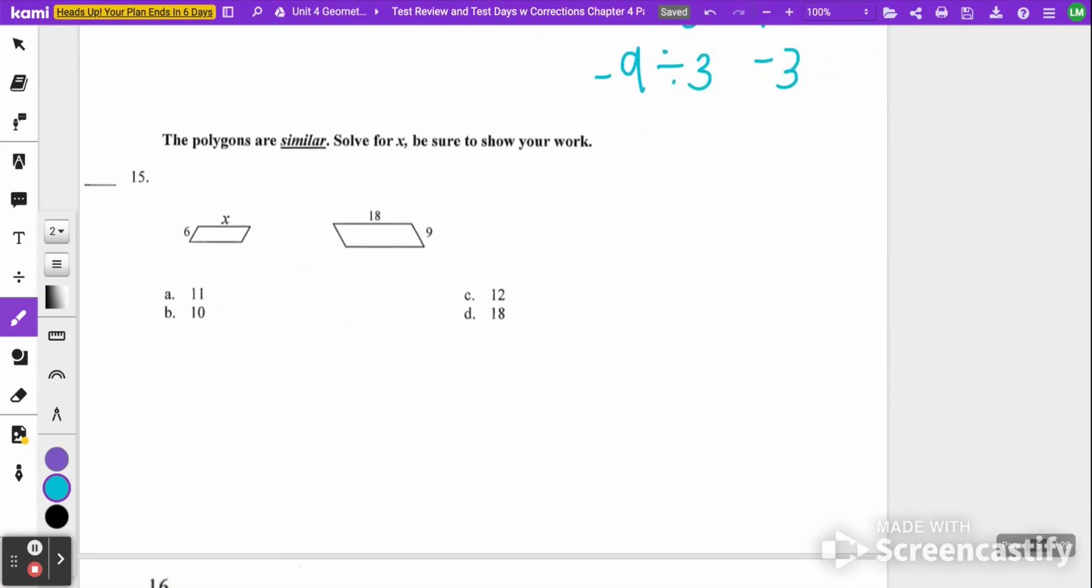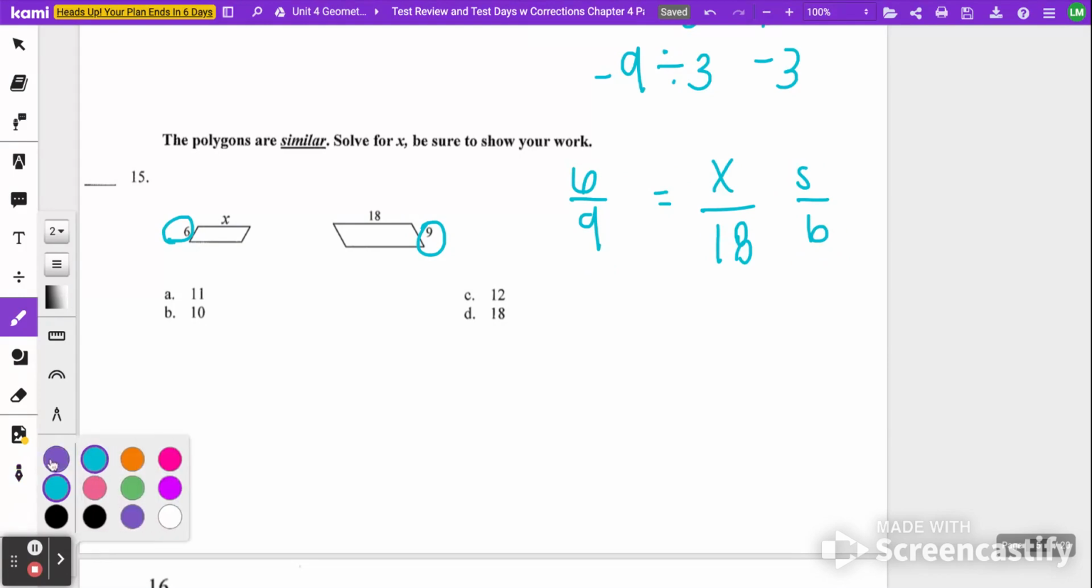The next one, the polygons are similar, solve for x, be sure to show your work. What we need to do here is match our small shape with our big shape. So I started with the one that was given. 6 matches with 9. So on my small shape, x will match with 18. Notice how I compared small to big each time.